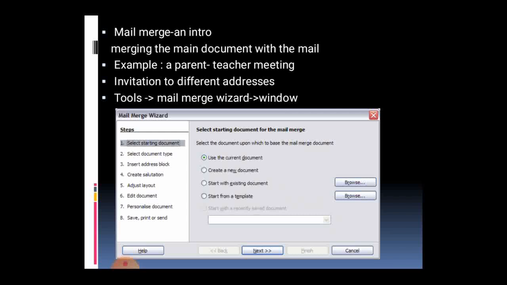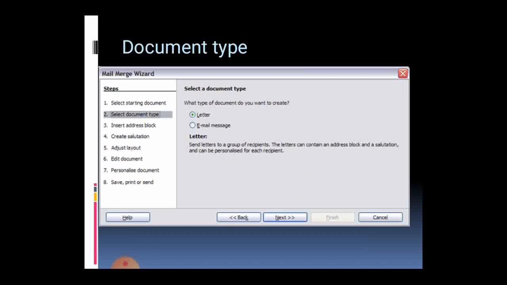Once you click, the next tab will be displayed. The next one is select document type. You have to select what type of document it is going to be. If you are going to send a parent teacher's invitation, it will be taken as a letter. Or else, if it is a message, it will be taken as the subject and the body of the document, and all those things will be added in the email message. Then you have to select the next option.